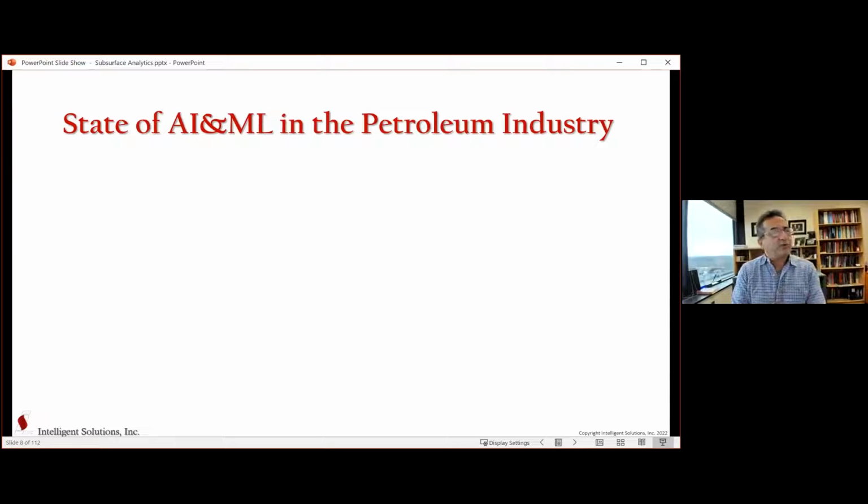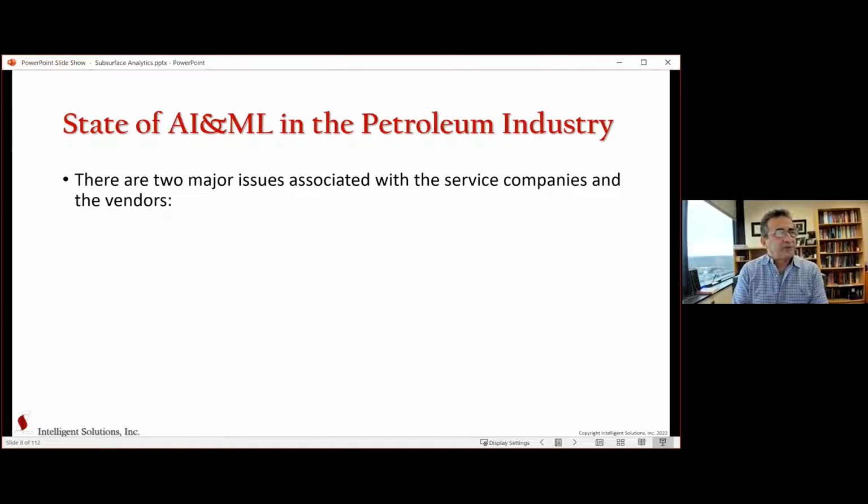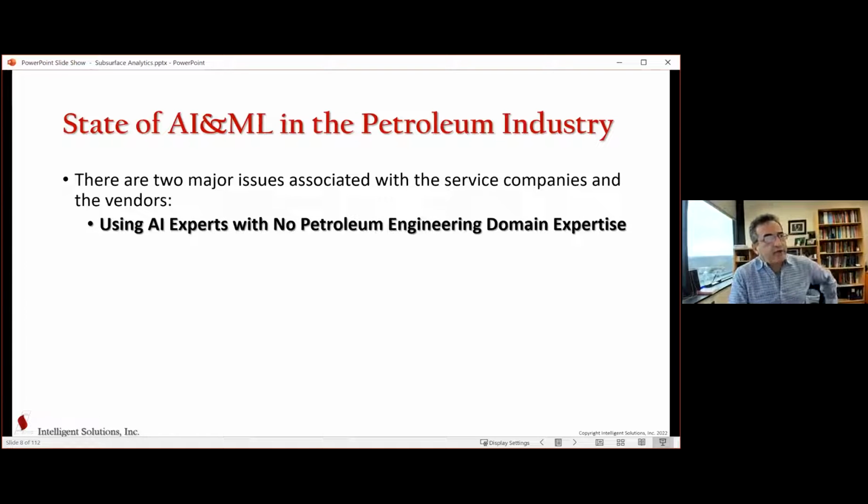Well, let me give you some examples. There are two major issues associated with the service companies and the vendors, and that is the problem that we had in our industry in the past decade at least. These are the two items. Item number one was that when we started it, not we, the operating companies, they used AI experts that had no petroleum engineering domain expertise to bring AI to petroleum engineering. And that caused a lot of problems.